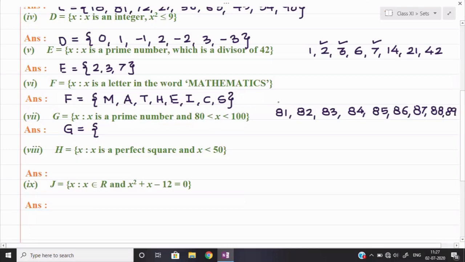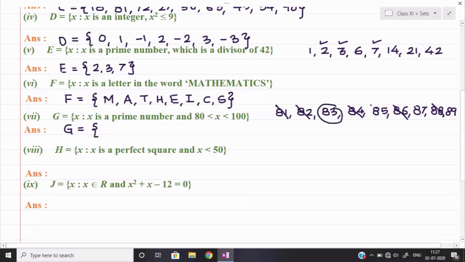Okay, 81 is divisible by 3, so this is not possible. 82 is an even number, all the even numbers I will cancel. Even numbers are not possible here. Then out of these odd numbers, is 83 divisible by another number? No. So this is our first probable answer.